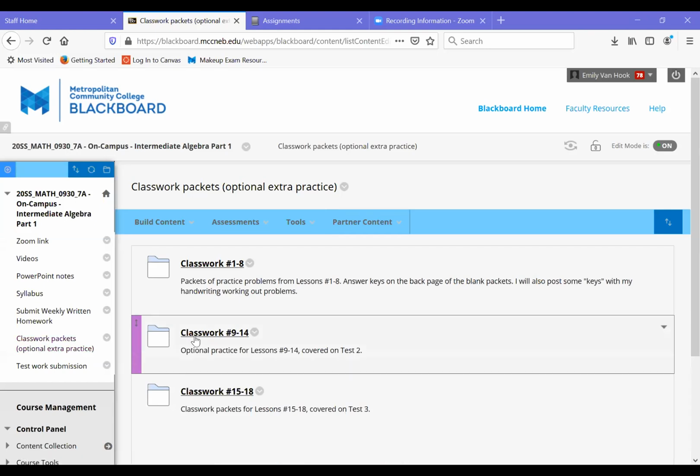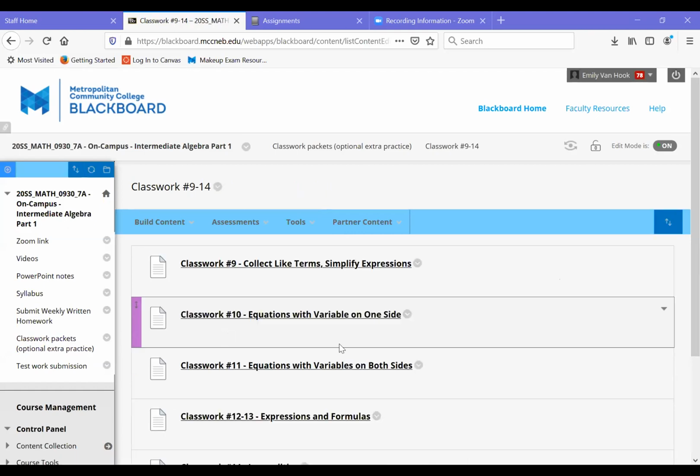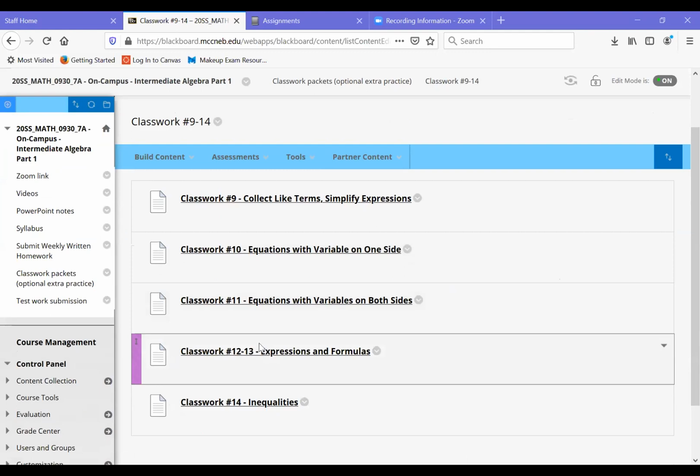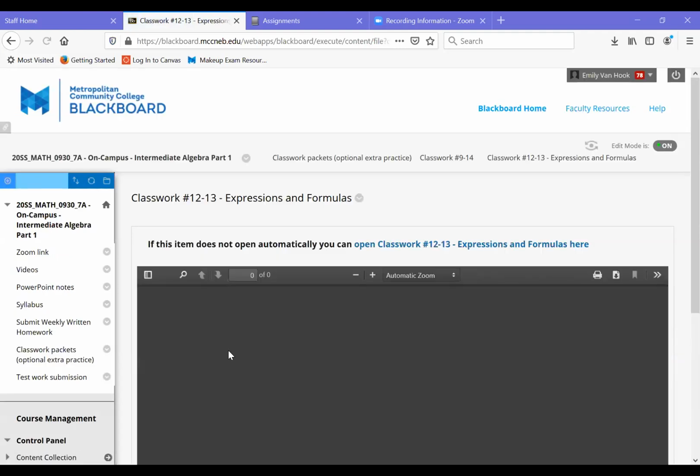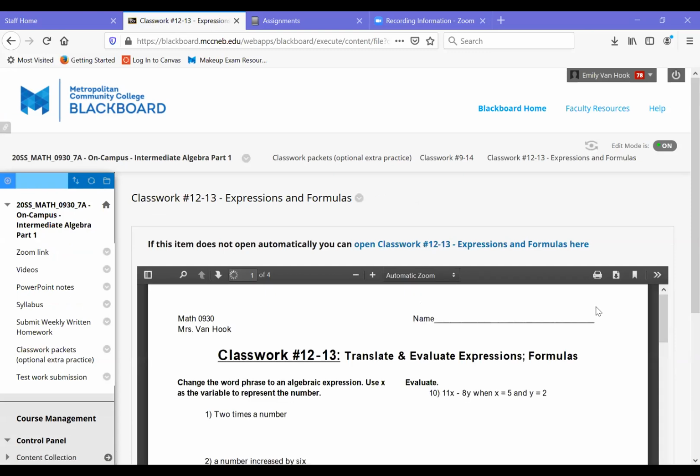So right now we're in the second unit, so this is for lessons 9 through 14. If I click here, the lesson we were just working on is lesson 13 on formulas. And so lessons 12 and 13, since they're covered in the same class period normally, I put them together and they're in the classwork practice. So let's take a look at that. Okay, so this is classwork for homeworks 12 and 13.